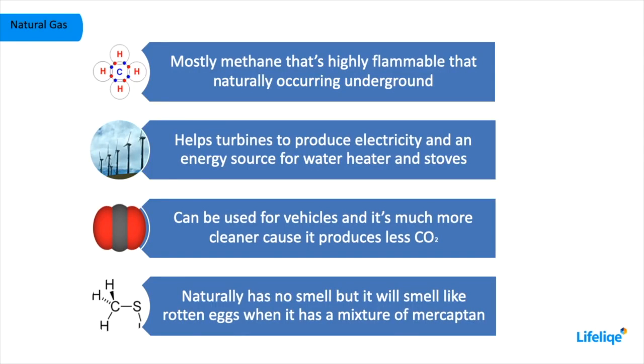Lastly, natural gas is made out of methane and it is really flammable, where people found it underground. It can help turbines to produce electricity, and it is also an energy source for water heaters and stoves, and it can also be used for vehicles. People say that it is much cleaner because it produces less carbon dioxide. Naturally it has no smell, but it will smell like rotten egg when there is a mixture of mercaptan.